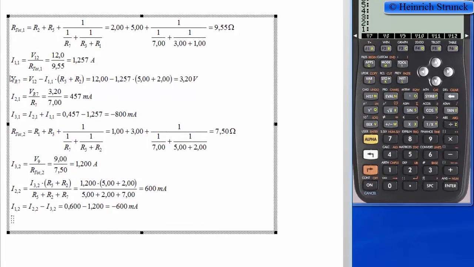And finally, we can calculate the current I1, because that's the sum of I1 in the first situation plus I1 in the second situation. Put in the numbers and have a negative number. And we got 657 milliamp. We can store that in number 10.